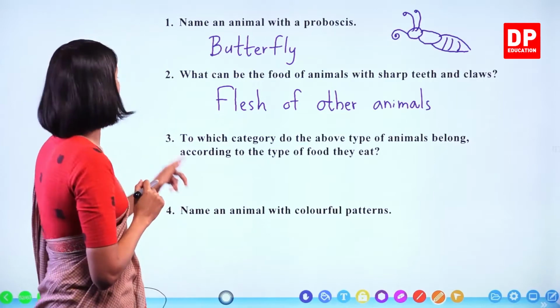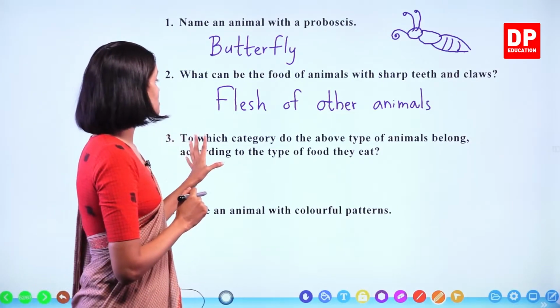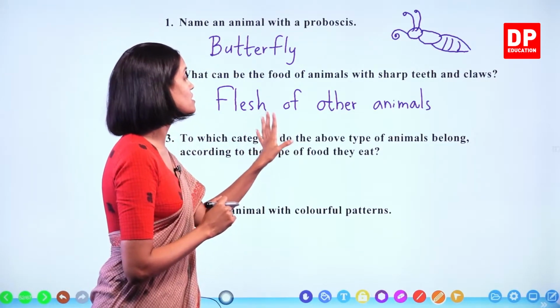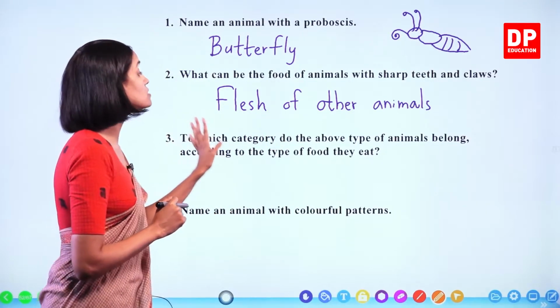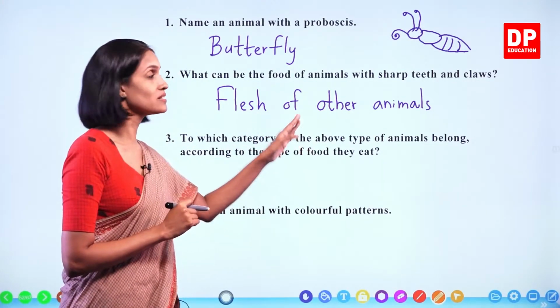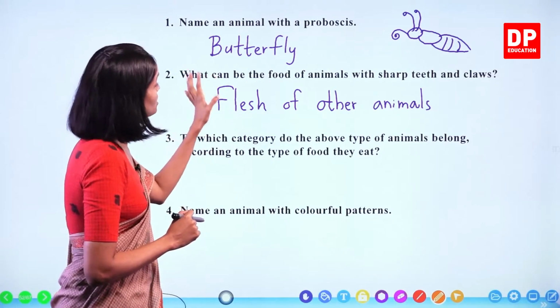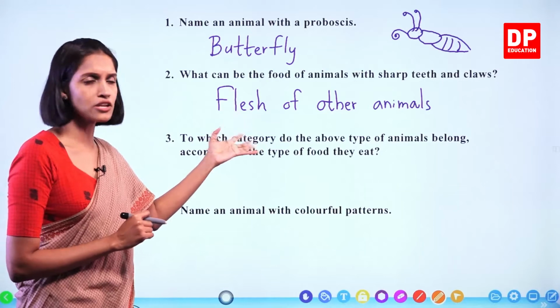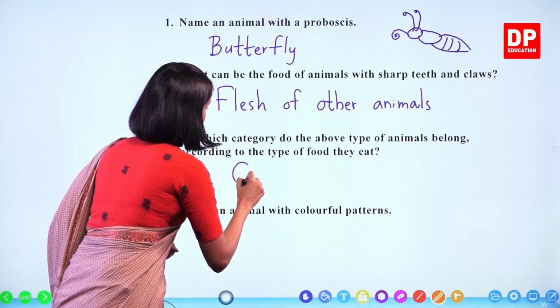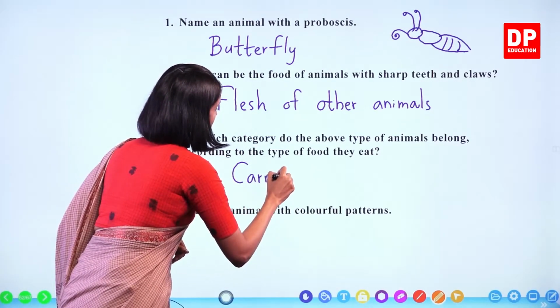Right, children? Number 3. To which category do the above type of animals belong according to the type of food they eat? Who are these animals, children? The animals who eat on the other animals' flesh? Carnivores.